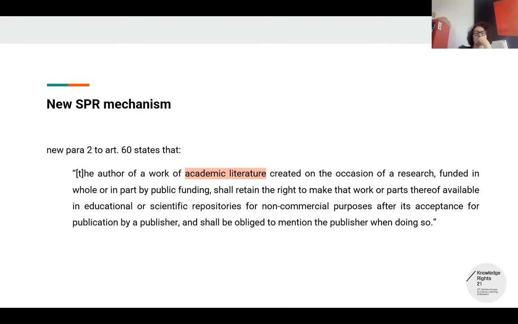So what is the new mechanism? The Copyright Act amendment of December 2023 includes the adoption of an imperative restriction to the parties' freedom of contract, prohibiting the contractual override of the already existing right to reuse for certain types of reuse of certain works.